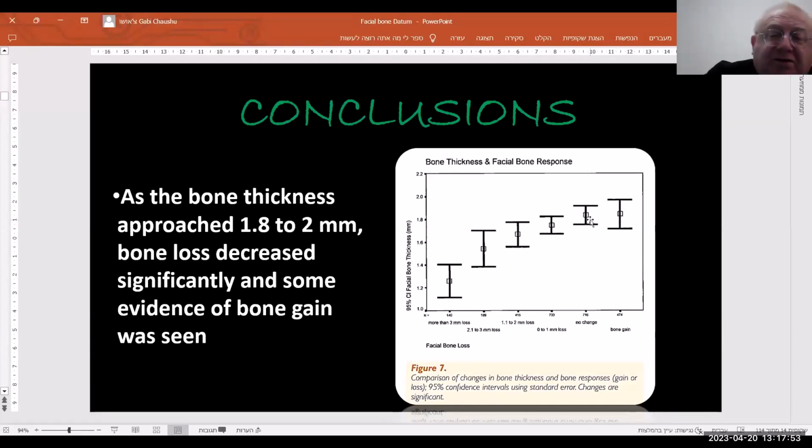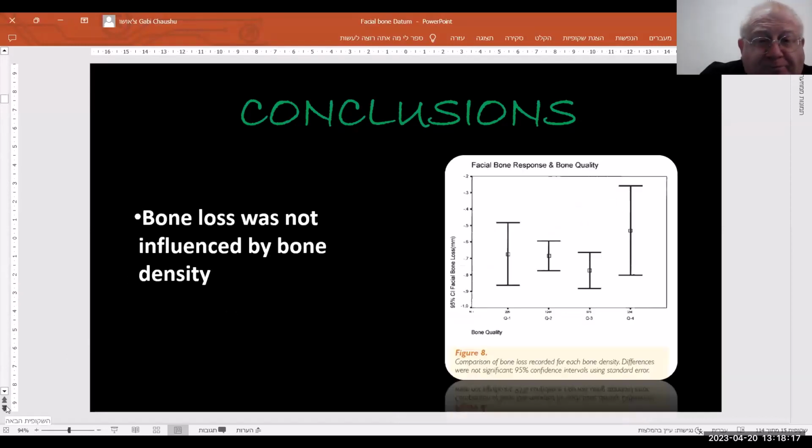And when we reach those values, we do not have any more bone resorption, and sometimes we even have bone gain. When we have less bone thickness, as you see here, we can reach a vertical bone resorption that may reach even 3 millimeters of bone loss, which is extremely important from an aesthetic point of view.